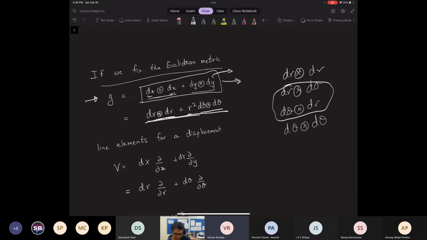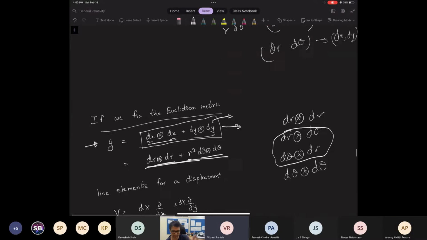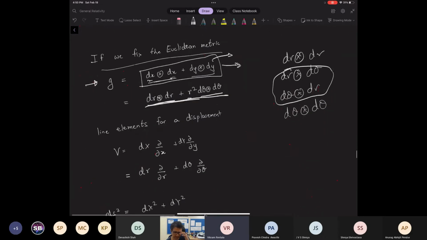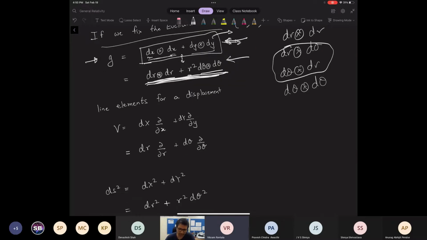Okay, so the same g is now expressed. It's a single tensor, just like we had previously a single vector expressed in two different bases. This is a single tensor, a 0-2 tensor expressed in two different bases. Okay, it's expressed in the xy coordinate basis, and this is expressed in the r theta coordinate basis. Again, the map between these two is only valid in the overlap region between the two coordinate patches. Okay, it's not valid outside that patch.